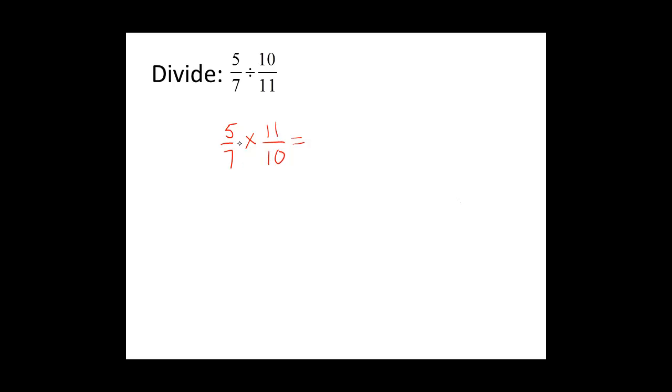I see a factor of 5 in this numerator, and there's a factor of 5 in this denominator, so I'm going to divide the numerator and this denominator by 5. 5 divided by 5 is 1, and 10 divided by 5 is 2. I do not see any other factors in the numerators and denominators that I can divide out, so I will multiply my numerators together and get 11, and my denominators together and get 14. 5/7 divided by 10/11 is equal to 11/14.